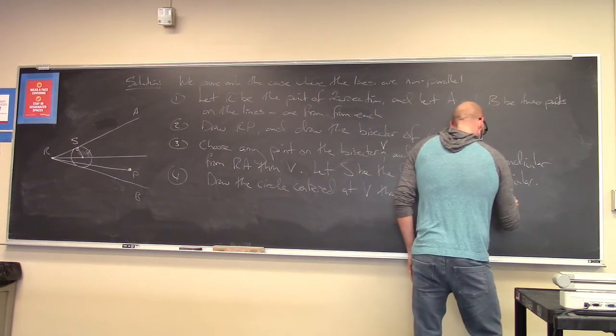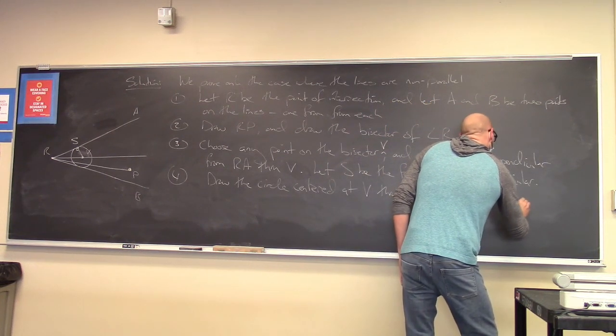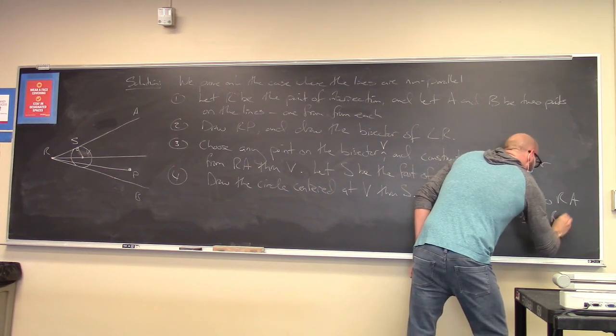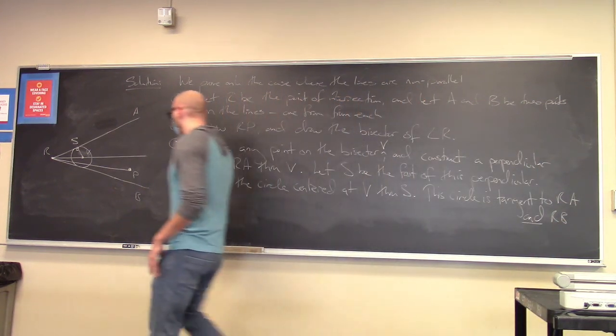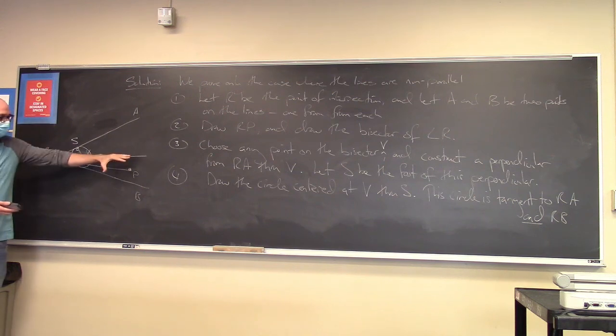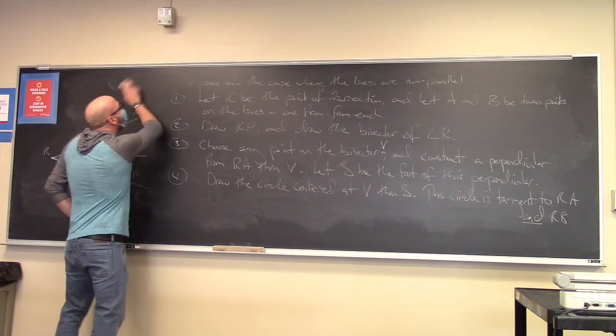This circle is tangent to RA and RB. And if it passed through P, we'd be done. And it should be clear to you that the reason it doesn't pass through P is just because I chose V to be wrong. But there is a choice of V that will do this, right? I just sort of had to slide the circle along, slide the point V along. So we need to move this.